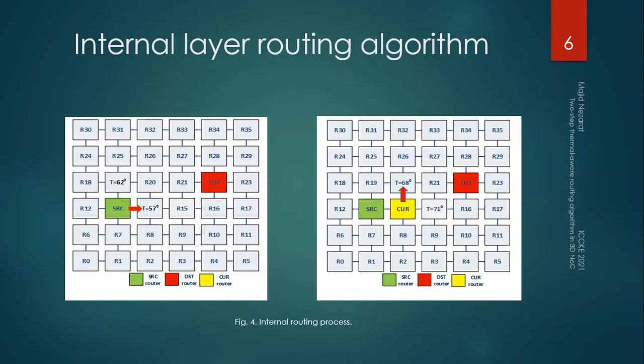In intra-layer routing, each router knows four neighbors' temperature. To send the packet to the destination, the temperature of two routers which are in the X and Y direction of the destination is compared. The router which has less temperature, the packet will be delivered to it. This will happen until the current router gets in the same line with the destination router, and then the packet will move to the destination in a direct way. Picture 4 shows this process.